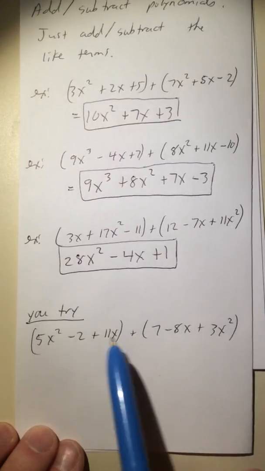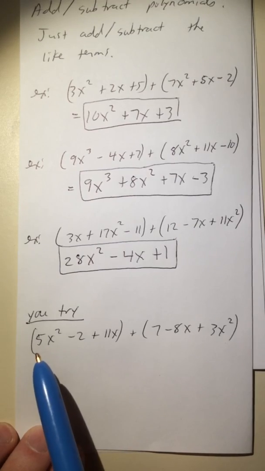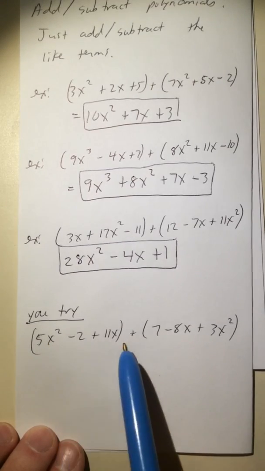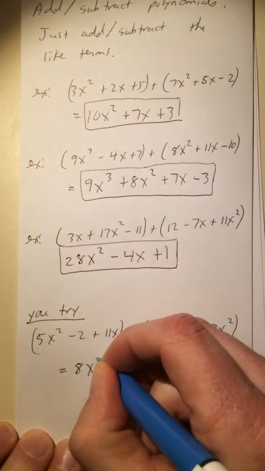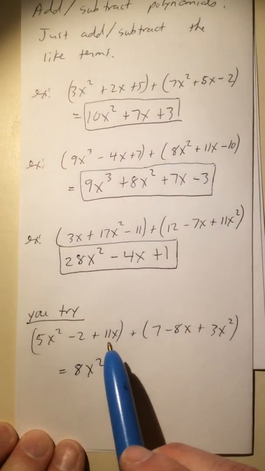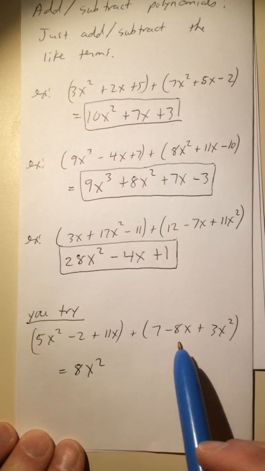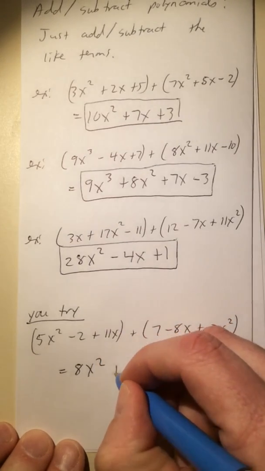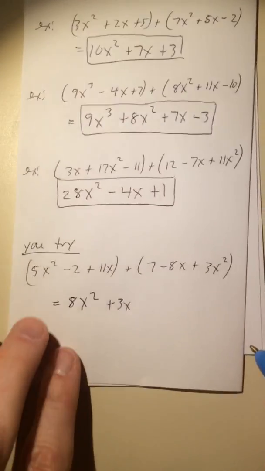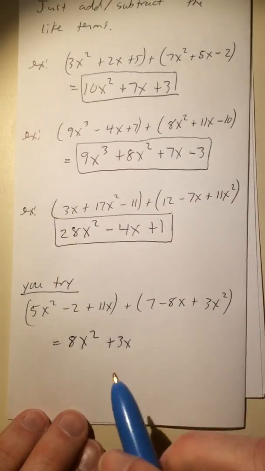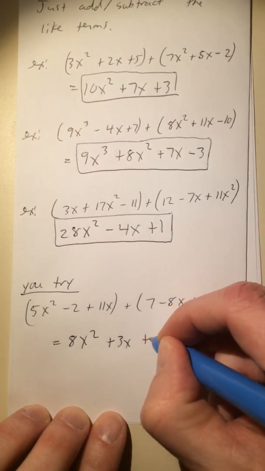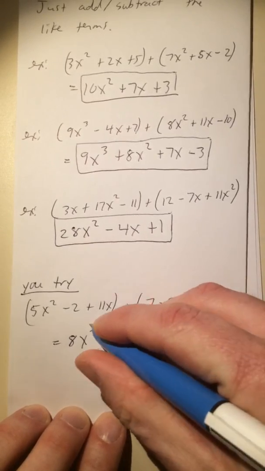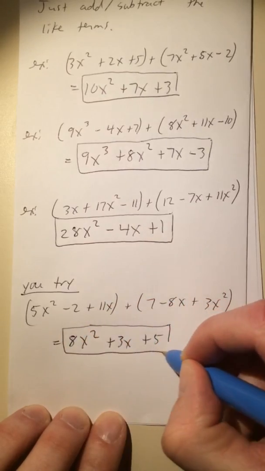Okay, so we're going to go right across like I talked about earlier, find the highest power. So we got 5x squared. We're going to add that to 3x squared, which makes 8x squared. And then we go to the next highest power, which is 11x, and negative 8x is plus 3x. And we have negative 2 added to 7, which makes 5. And we are done. And hopefully got that right. Okay, let's move on.